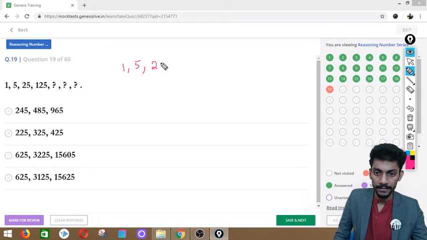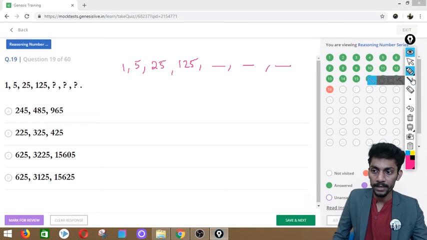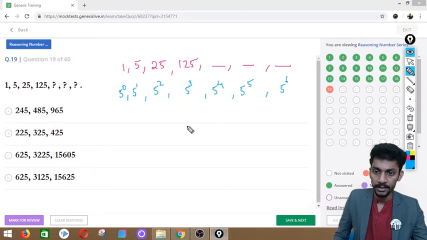1, 5, 25, 125. You have to fill in 3 places. Correct? By the looks of it, you might have got to know the answer. You might have understood the method followed here. This is nothing but 5 power 0. Next is 5 power 1, 5 square, 5 cube. Next, what you have to find out? We have to find out 5 power 4, 5 power 5 and 5 power 6.